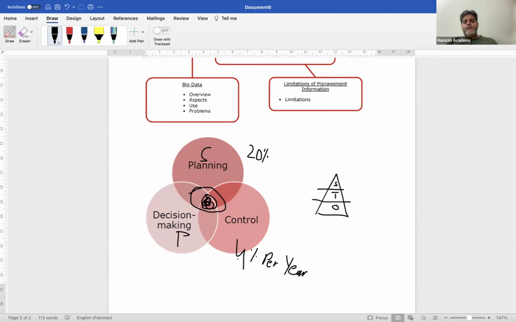Now what's going to happen is this 4% is going to be transferred to the operational side, where it will be divided by 12 and you will get around 0.33%. So it means per month you have to grow by 0.33%.